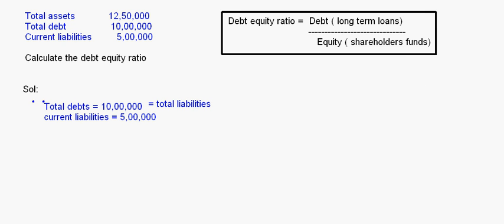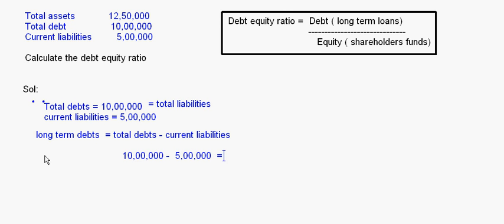Now if you have to calculate the long term debts, long term loans are basically your long term debts. Long term debts will be equal to the total debts minus the current liabilities. So you have to remember this formula. So long term debts is equal to total debts. Total debts is how much? 10 lakh minus the current liabilities is 5 lakhs. So the long term debts or the long term loans, that comes to 5 lakhs, right?